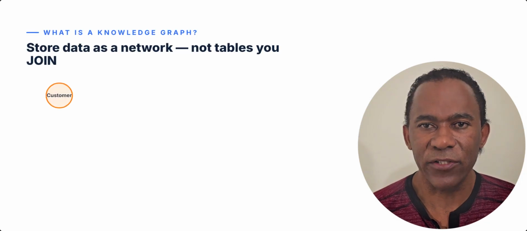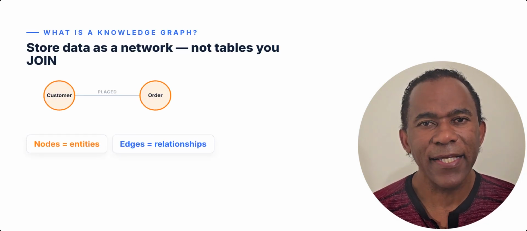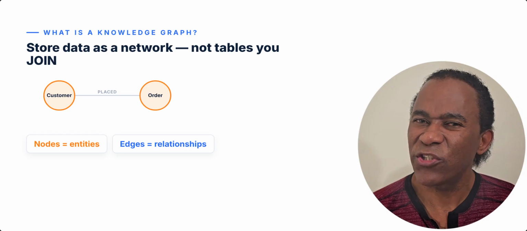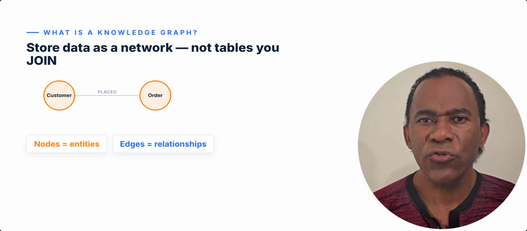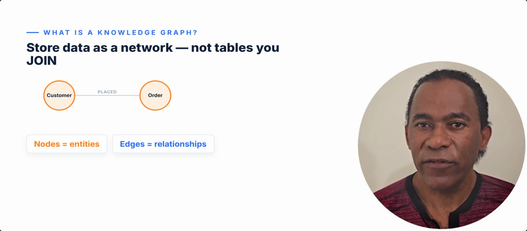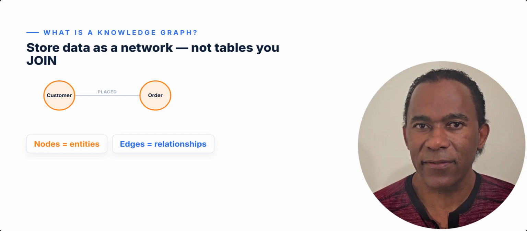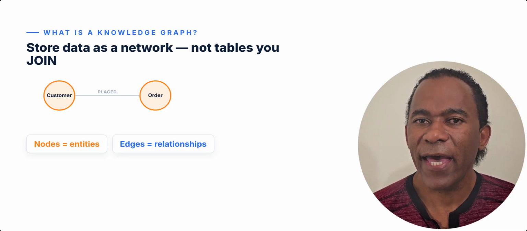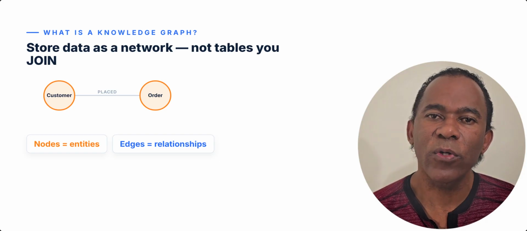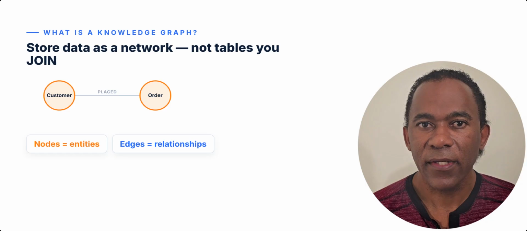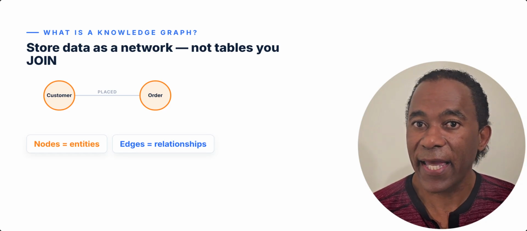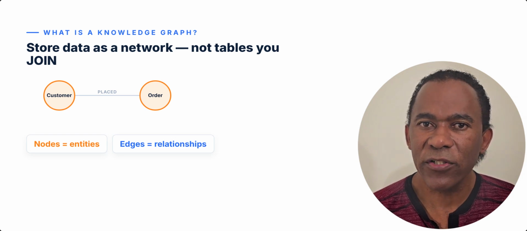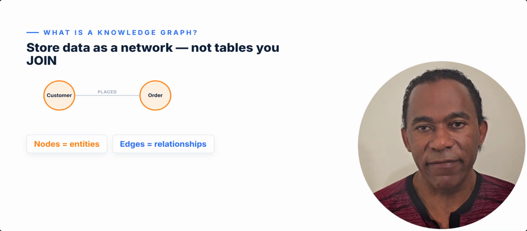So what is a knowledge graph? Honestly, it's exactly what it sounds like. Instead of storing data in tables that you have to join together, you store it as a network. You have nodes. Those are your entities, things like a customer or an order. And you have edges. Those are the relationships between them. Customer node connected by a placed edge to an order node. The structure of the data is the meaning of the data.